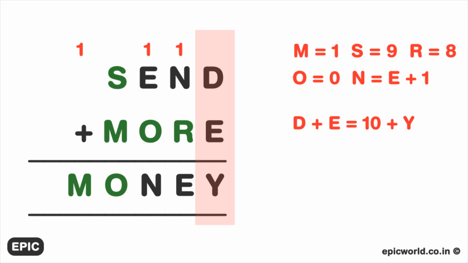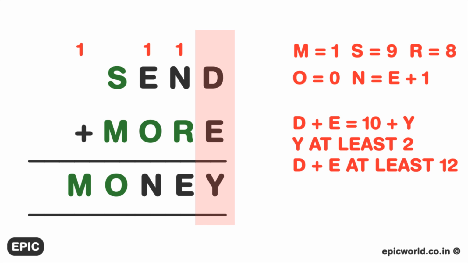Y cannot be 0 or 1, hence Y is at least 2. Hence, D plus E is at least 12. The only two pairs of available numbers that sum to at least 12 are 5 and 7 or 6 and 7. So one among D and E has to be 7.